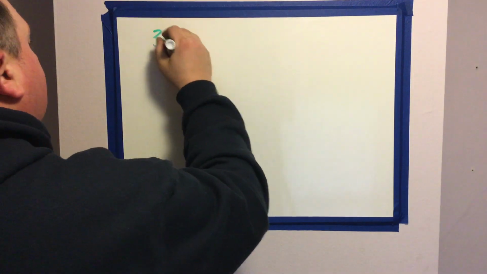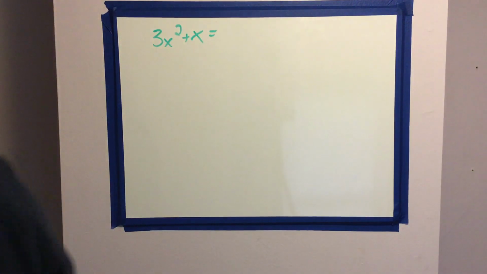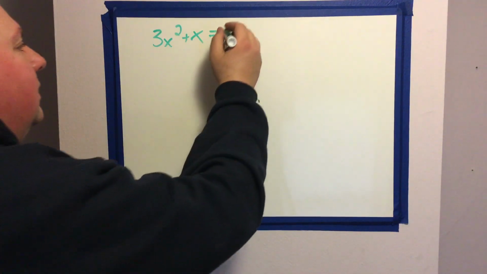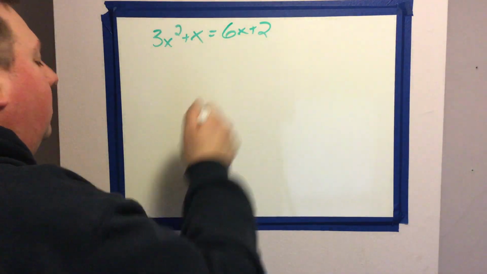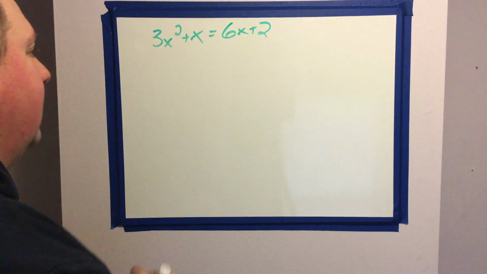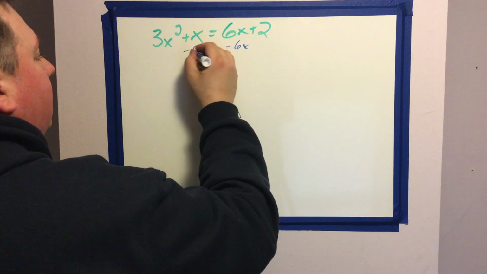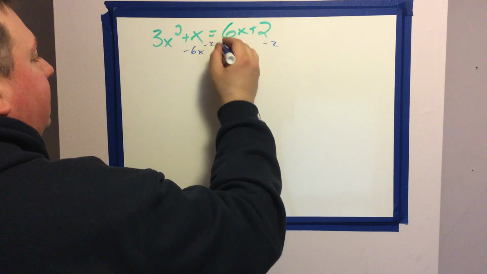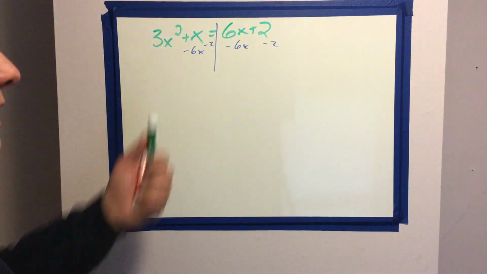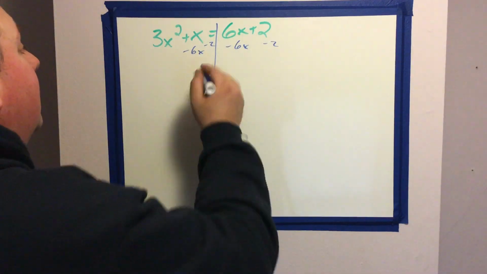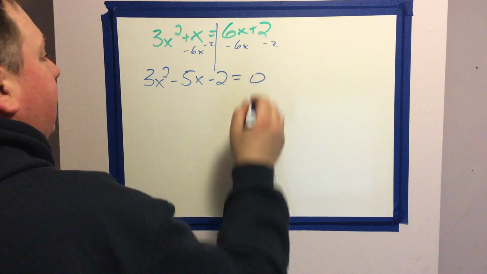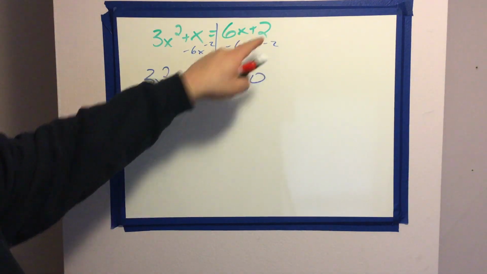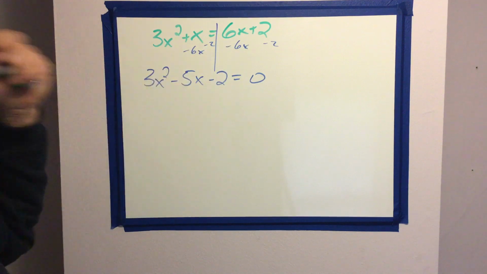So we have 3x squared plus x equals 6x plus 2. We want to set this up to be able to factor it, so we want to set it equal to 0. What we're going to have to do is subtract 6x from both sides, and then subtract the 2 from both sides. I'll do it a little quicker because you know how to move stuff from one side to the other. We're left with 3x squared minus 5x minus 2 equals 0. The minus 2 came from that 2, and negative 6 plus x is negative 5x.